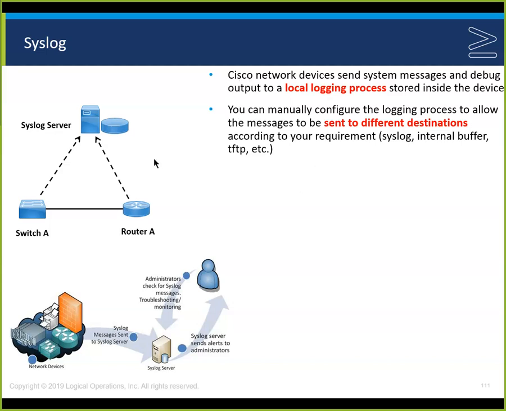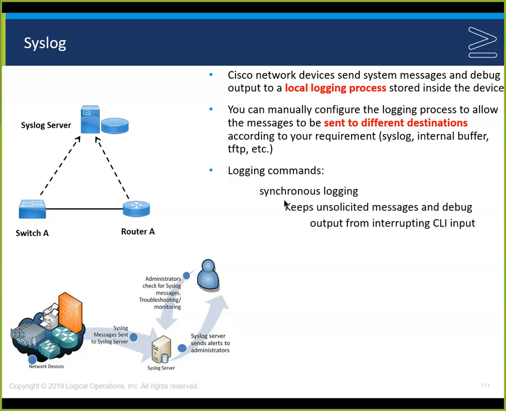Syslog, the network devices send the messages and debug output to the local logging process stored inside the device, and that's going to be the default. Manually configure the logging process to allow the messages to be sent to a different destination: syslog, internal buffer, TFTP, different places that we can send these to. Syslog server, probably the cleanest one to do that.